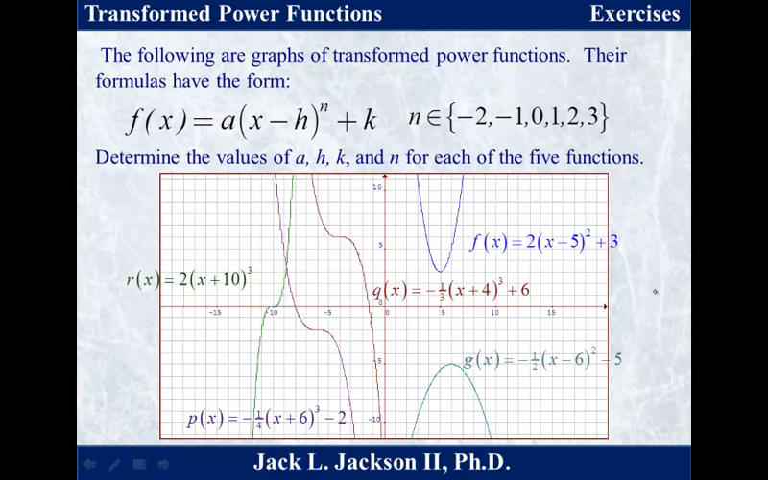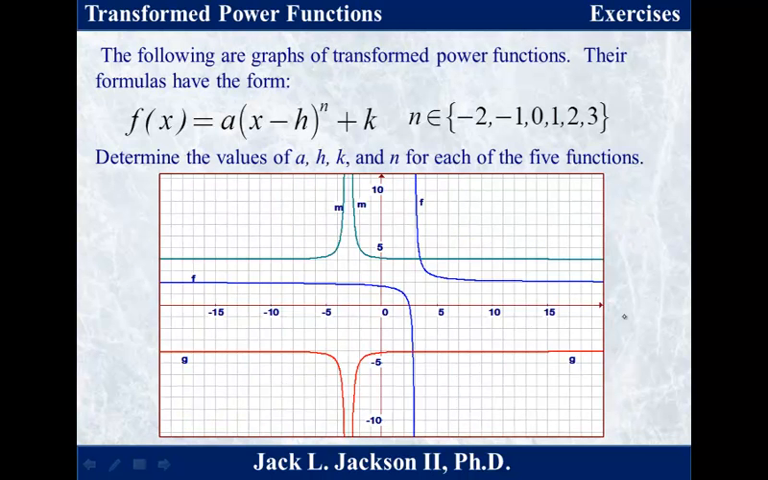Okay, so there we go. Let's do this again for the next, same kind of problem. We've got 3 more relations here, 3 more power functions that have been transformed. So we started with some basic power functions and transformed them. I'll tell you, n is one of these numbers: negative 2, negative 1, 0, 1, 2, or 3. Pick out the n first, then figure out the values for a, h, and k. And first of all, just see if you can figure out if they're positive or negative. And then go in and figure out their values if you can. Okay? See if you can figure this one out. Press pause now.